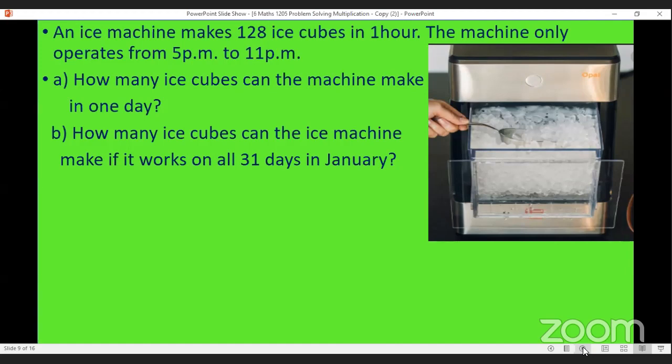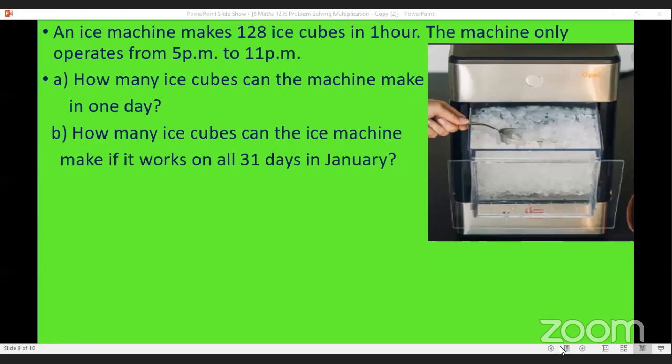So Grade 5, the first thing that you have to know is how many hours does the machine work in one day? You can't say the answer is 24 hours, because this machine does not work 24 hours, right? We are looking at the machine. So yes, you know that one day is, okay, right.